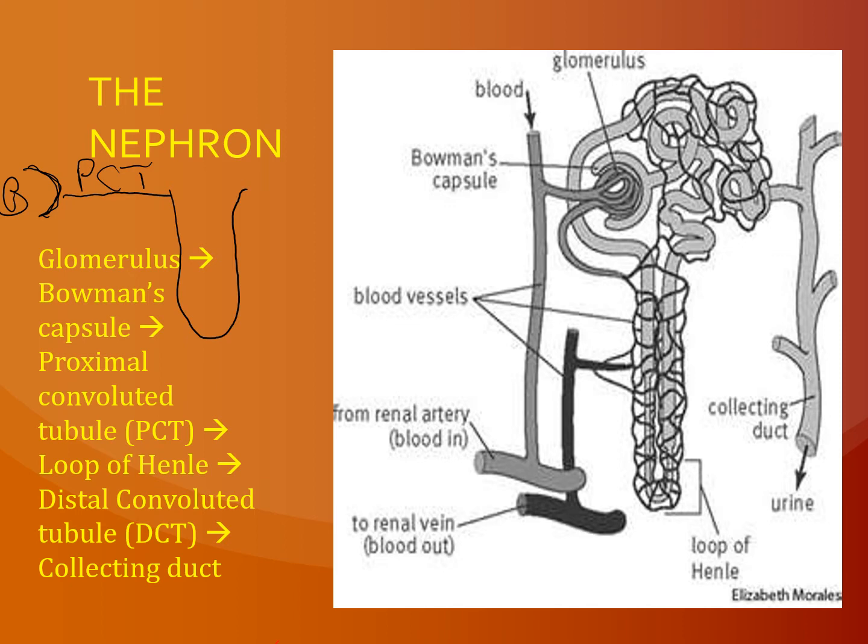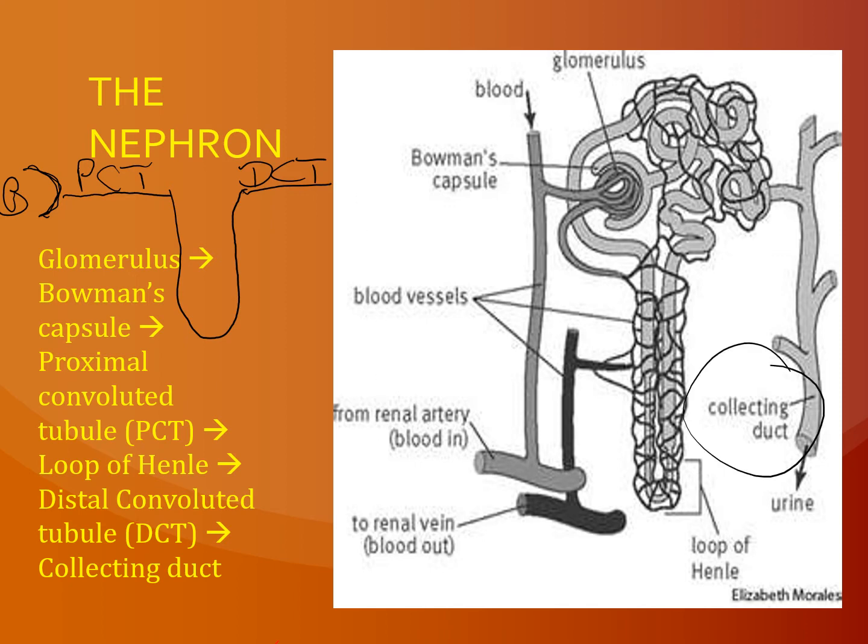From your loop of Henle, you go into another convoluted tubule, which we call the DCT, the distal convoluted tubule. And usually by the time the fluid or the solute reaches the DCT, it's a waste product. This is going to be urine. Everything that's in there should just be waste products. Any nutrients that are left in there are probably going to be lost. And then the DCT dumps into this thing here called the collecting duct.